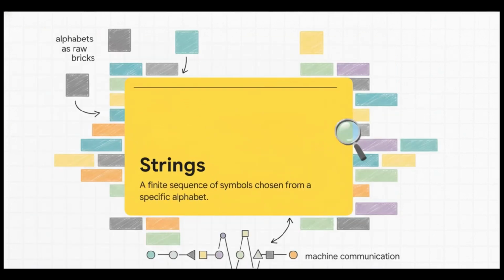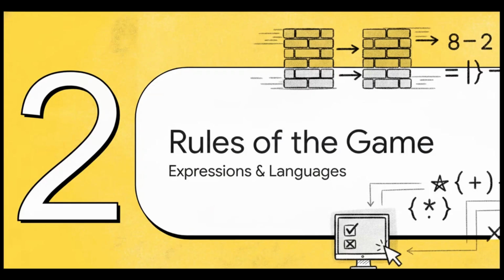Now, if alphabets are our raw bricks, well, strings are the walls. A string is just a finite sequence of symbols chosen from that specific alphabet we just talked about. By combining those elemental symbols, we create these sequences, and these sequences act as the foundational walls of all machine communication. Moving right along to Section 2, the rules of the game, where we'll look at expressions and languages.